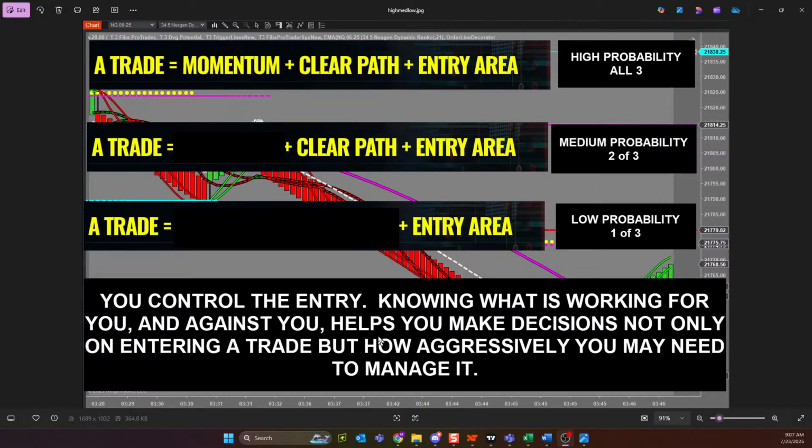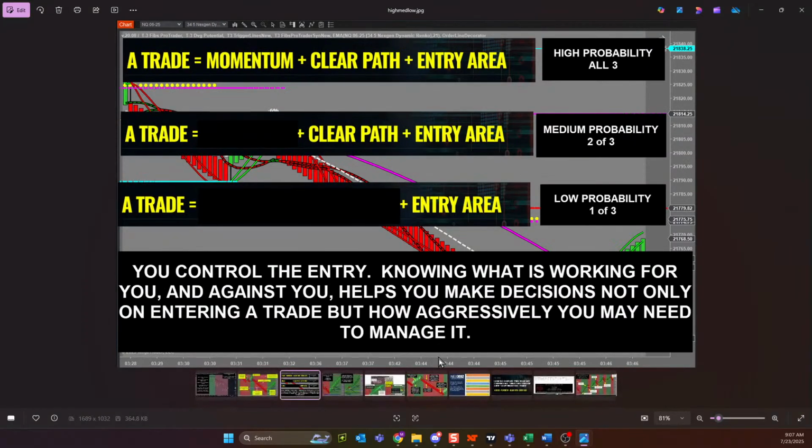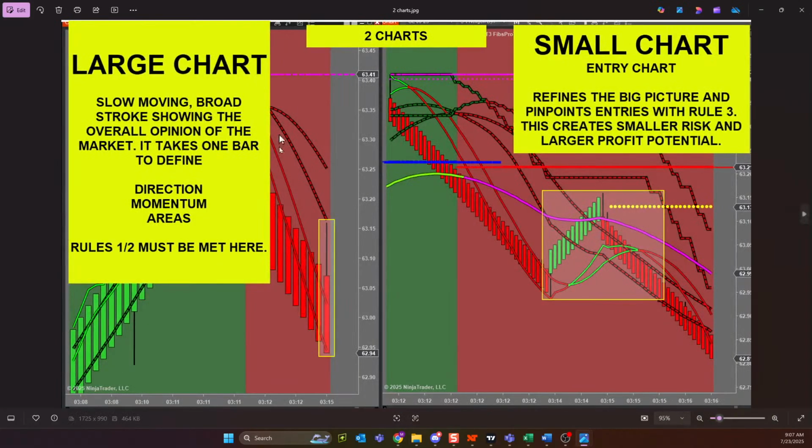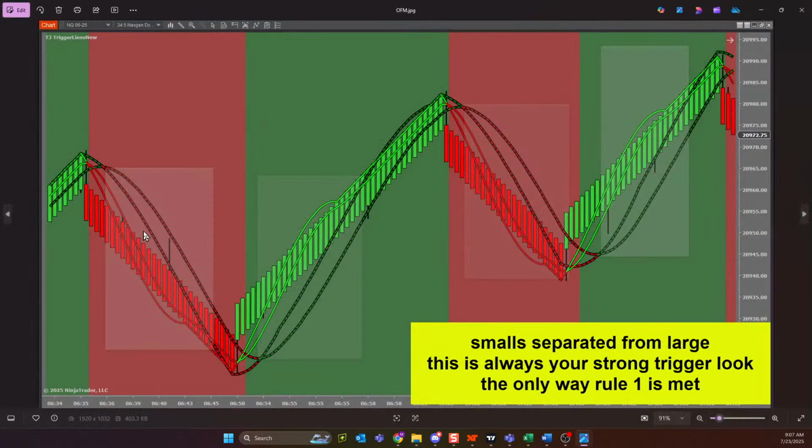So I want you guys to talk about out loud every time you look at a chart, what are the advantages that you see? And what you're going to find is that the first two advantages, the momentum, guys, is defined on the large chart. And momentum is the same look, whether it's up or down, it's just flipped.